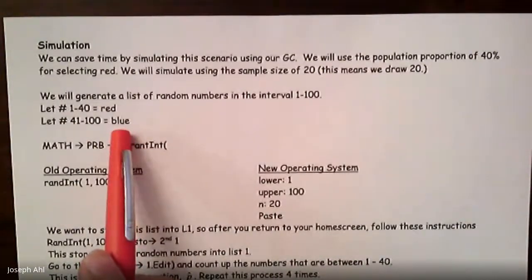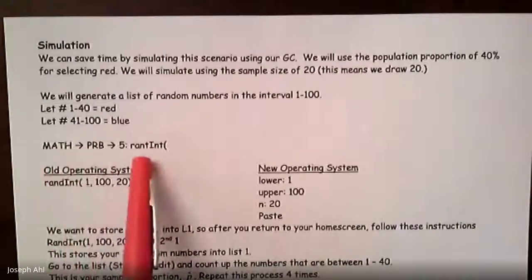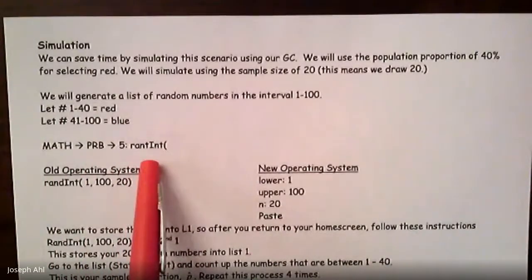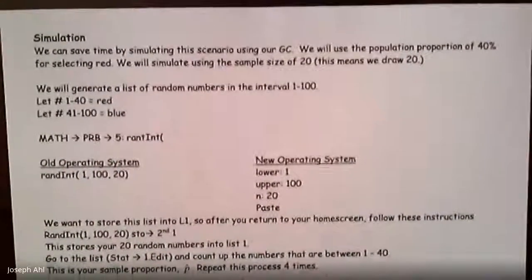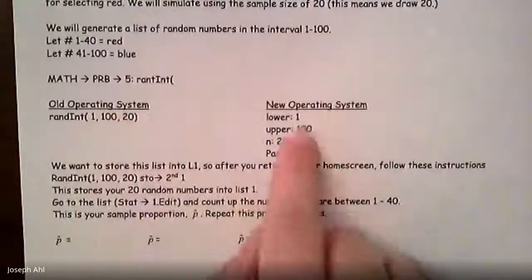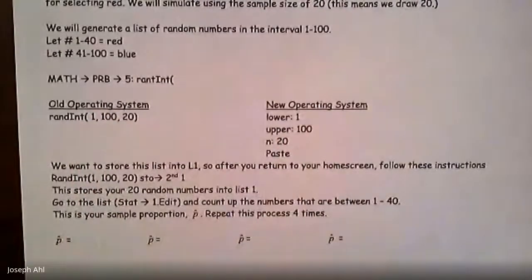How are we going to get the calculator to do this? Here are the keystrokes. It's math, and then over to probability. Option 5 is generating some random integers. The notation is for the older operating system, which I know some of you still might have, and then a lot of us, I think, will have the newer operating system. So let me show you how this is going to work.